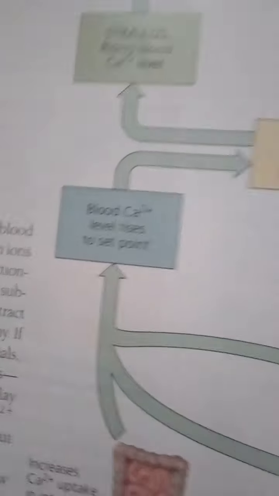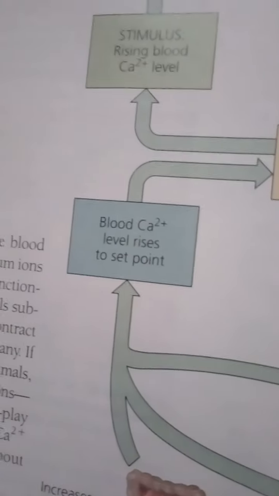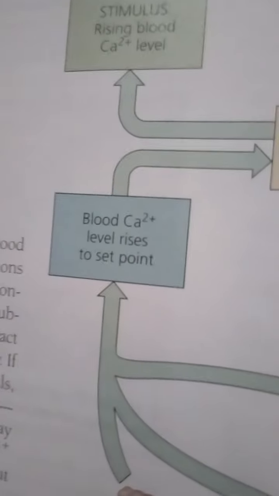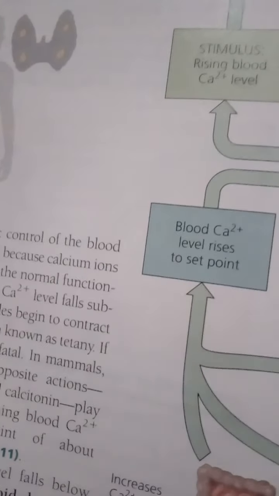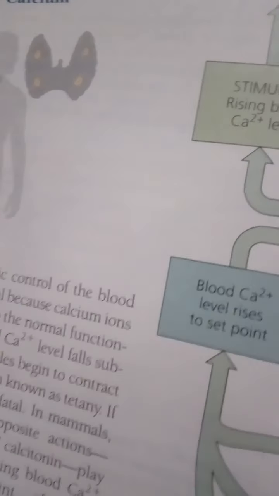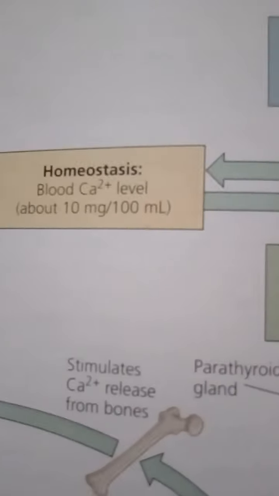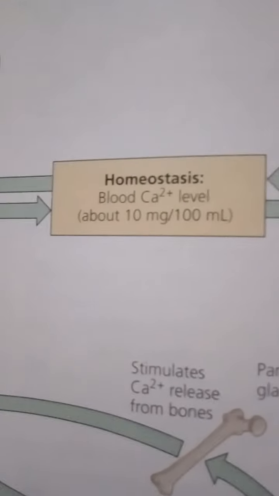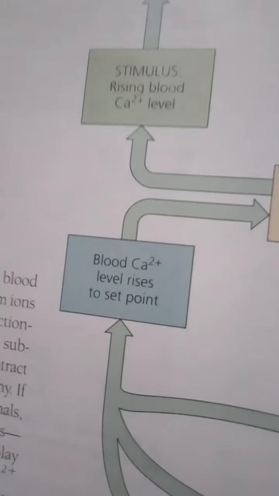A rise in blood Ca²⁺ level above the set point promotes release of calcitonin from the thyroid gland. Calcitonin exerts effects on bone and kidneys opposite to those of PTH, and thus lowers blood Ca²⁺ level. The regulation of blood Ca²⁺ level illustrates how two hormones with opposite effects, in this case PTH and calcitonin, balance each other, exerting tight regulation and maintaining homeostasis.